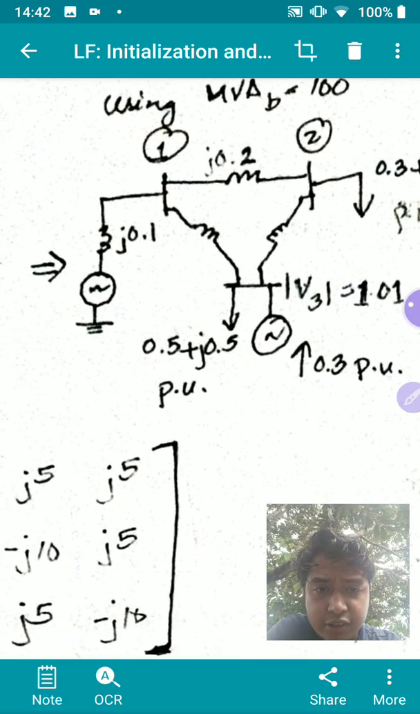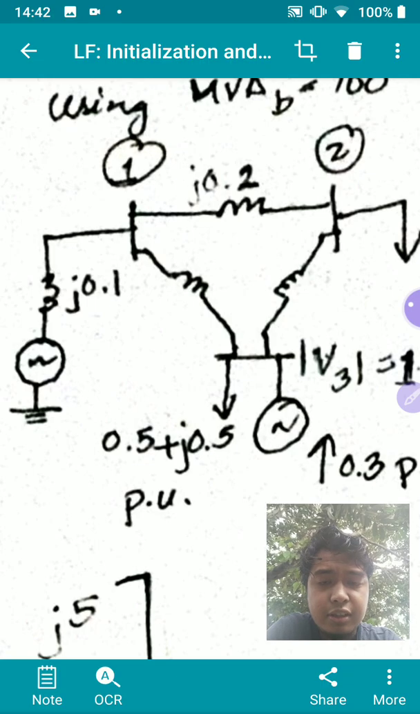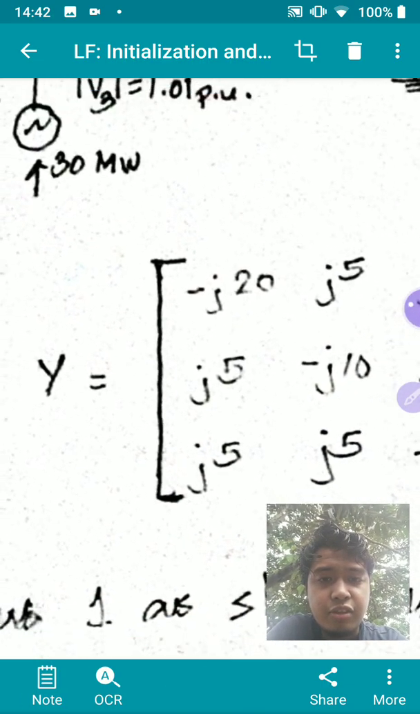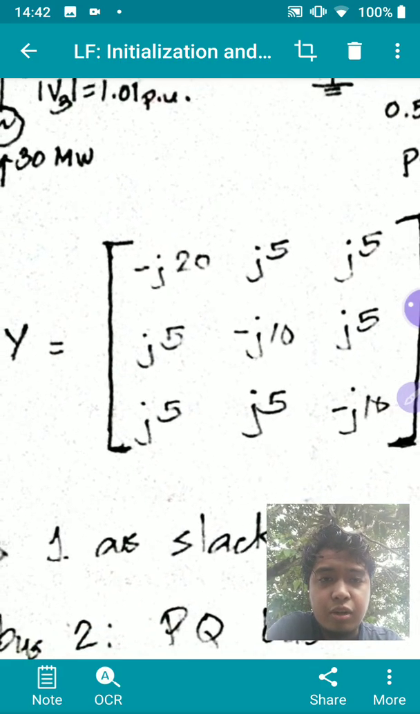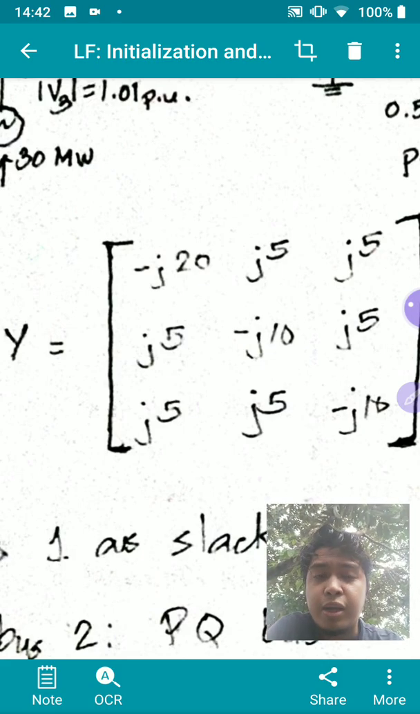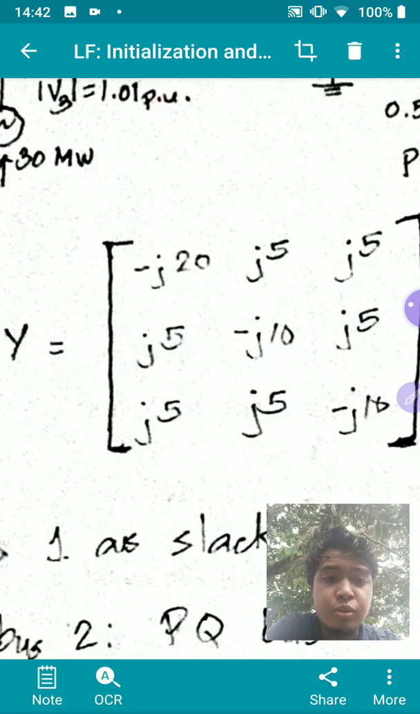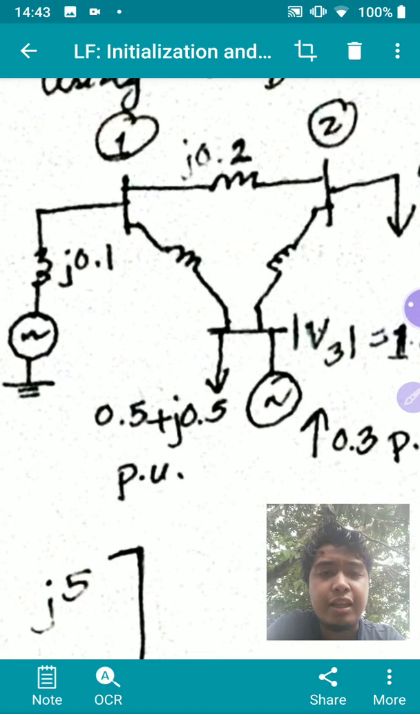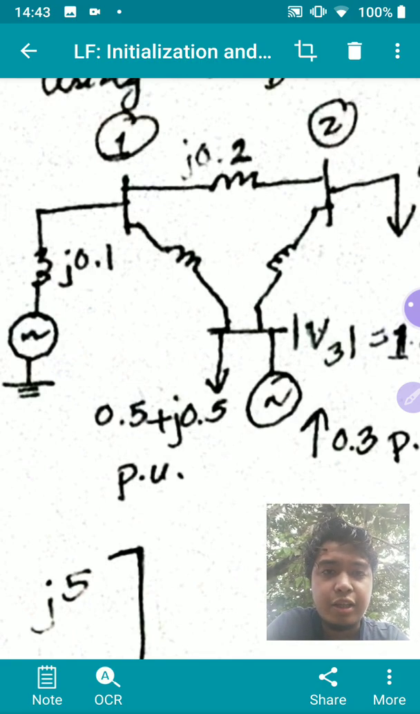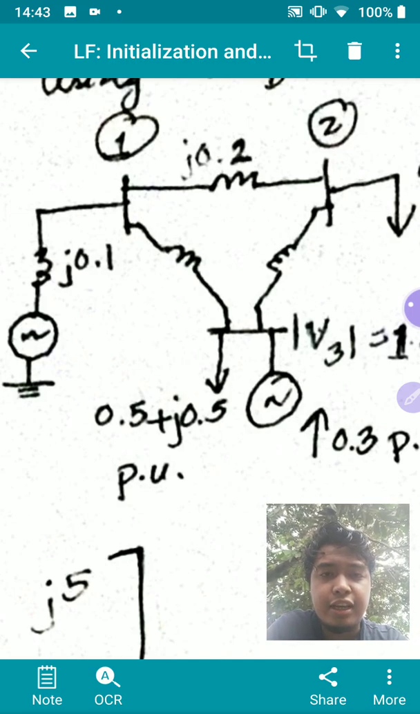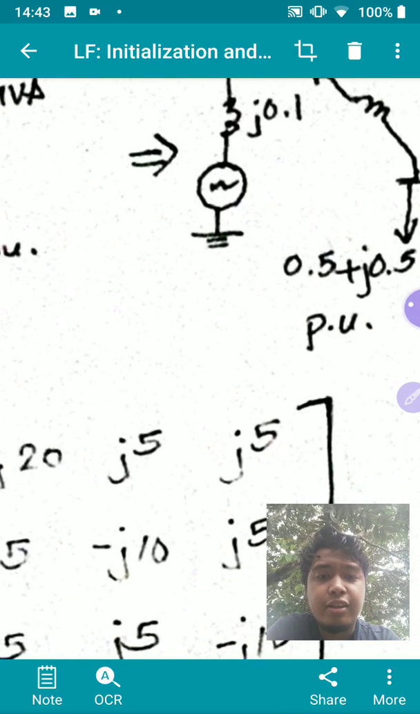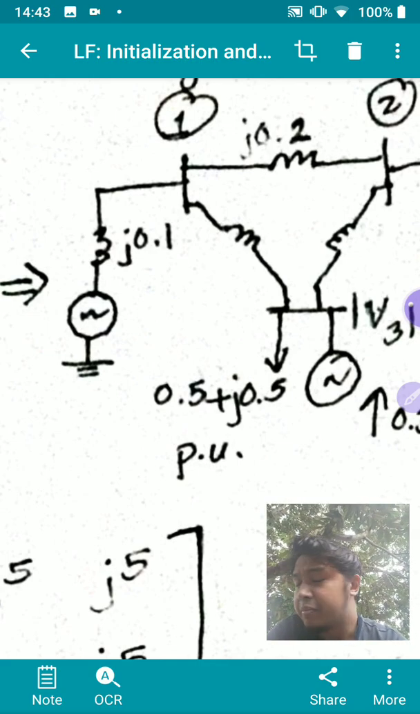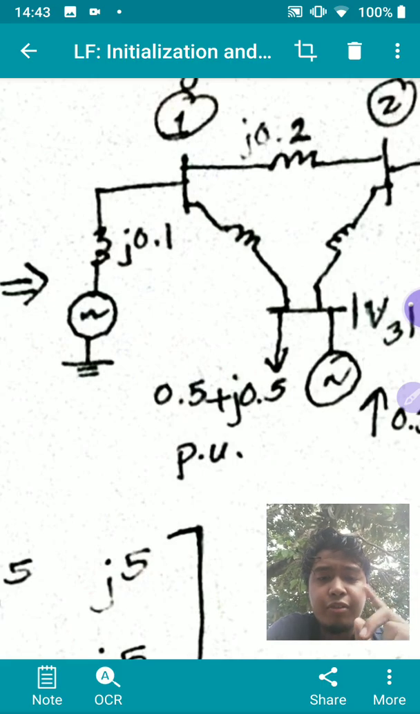So forming the admittance matrix of this, basically the off diagonals, the contents of the admittance matrix on the off diagonals on cell 1 2, cell 1 3, cell 2 1, cell 2 3, cell 3 1, 3 2, those are the off diagonals. That's the negative of the admittance of the lines connecting them, connecting 1 2, connecting 1 3, connecting 2 3. So that's the negative of the admittance, the inverse of j0.2. So the inverse of that is negative j5. Negative of that is j5.